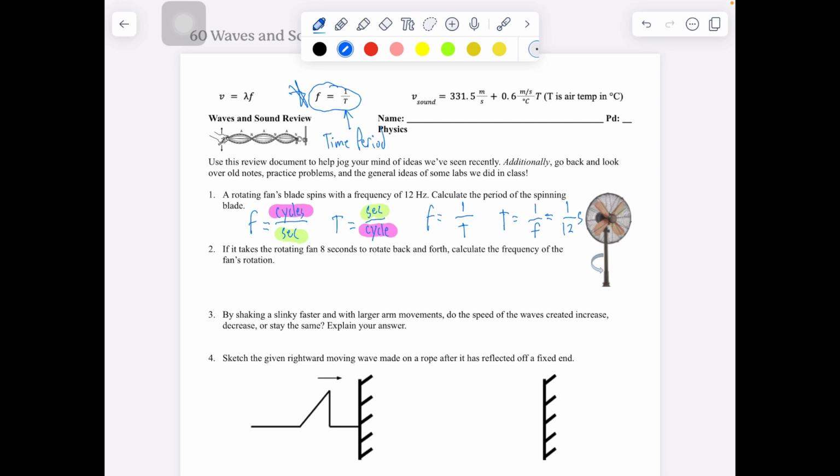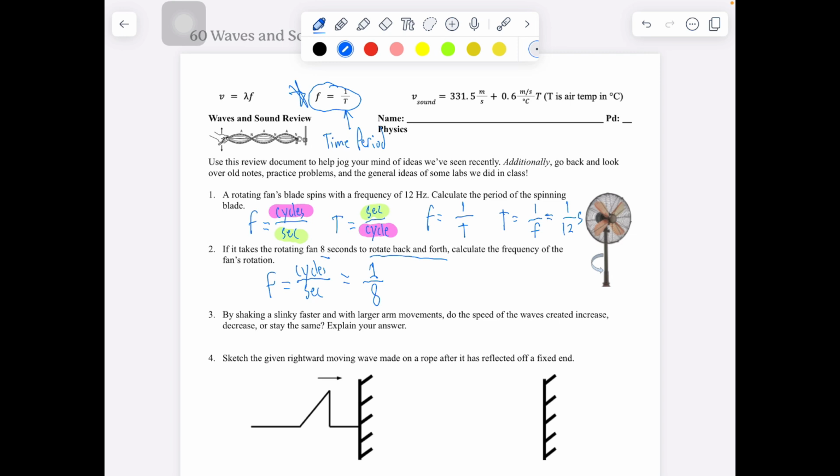Alright, for number 2, if it takes the rotating fan 8 seconds to rotate back and forth, calculate the frequency of the fan's rotation. So here we're asked for a frequency. We know frequency is cycles over seconds. There is one full cycle, right? One rotating back and forth. That's a full cycle. Over 8 seconds. 1 over 8 is our answer.